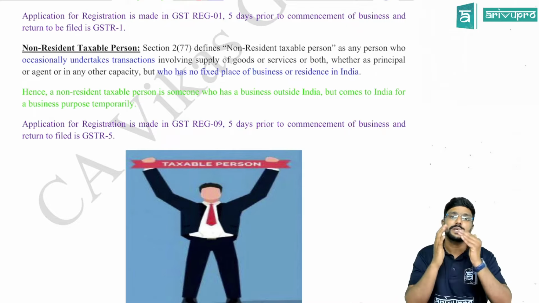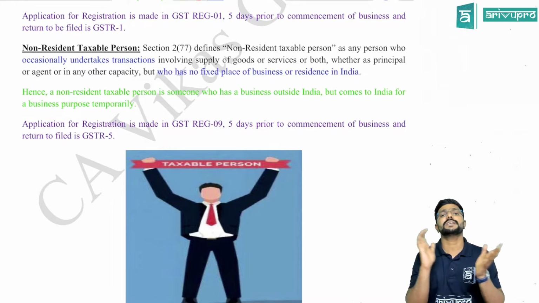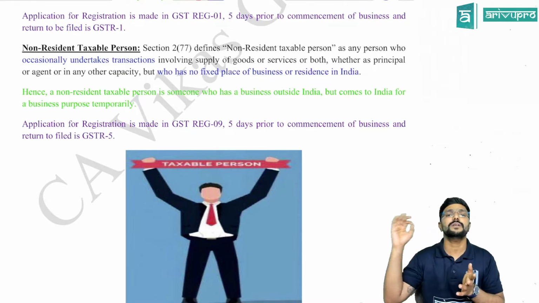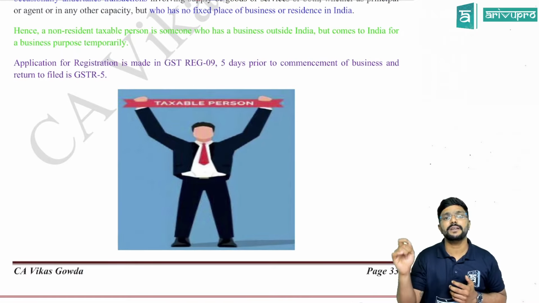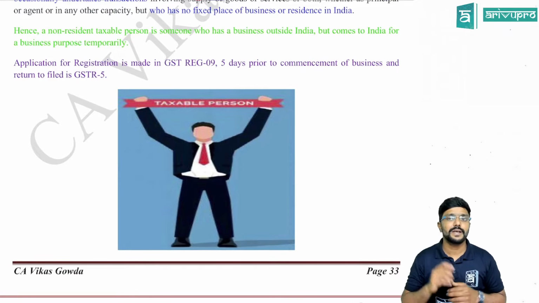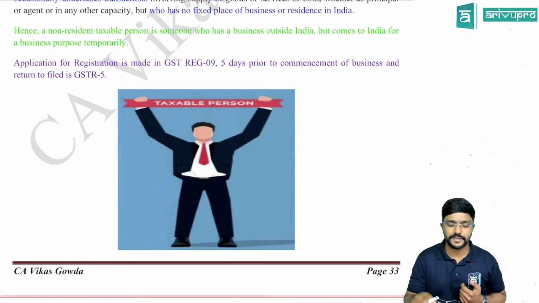In that case, for whatever period he is coming in the respective state, he has to take the registration as non-resident taxable person, and he has to make an application for registration in REG 9, 5 days prior to commencement of business, and he has to file GSTR 5 during his registration period, that is the return.